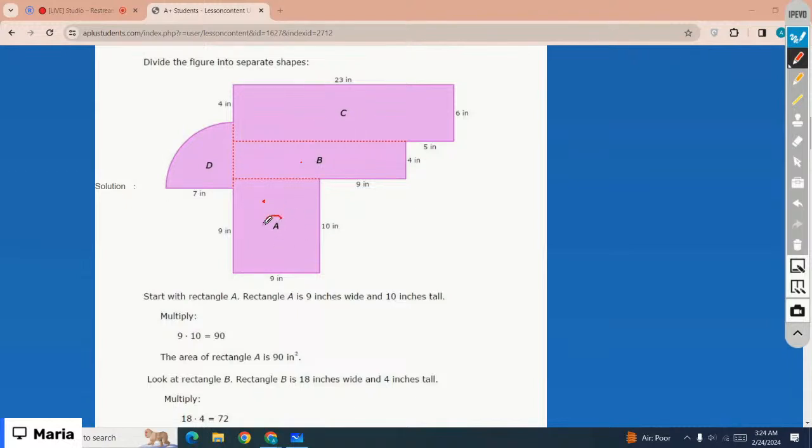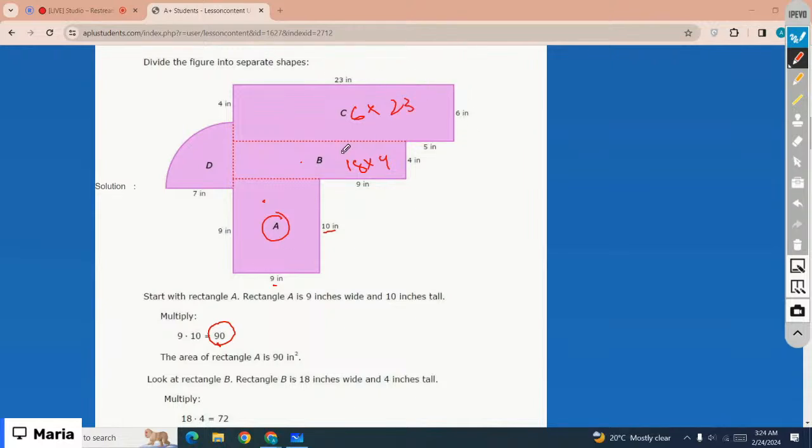So the area of rectangle a is length times width, that is 10 times 9, and 10 times 9 is 90. That is the area of rectangle a. For b, that is 4, and 9 plus 9 is 18. So you have to do 18 times 4 for this one, right? And for this one you have to do 6 times 23, because this one is 6 and this is 23.